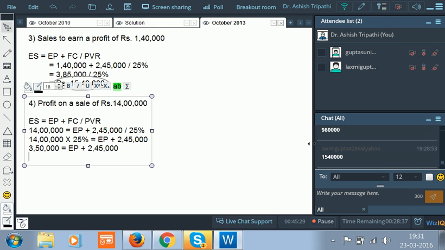3,50,000 is equal to expected profit plus 2,45,000. Therefore, expected profit is equal to 3,50,000 minus 2,45,000. So expected profit will be 3,50,000 minus 2,45,000, which is 1,05,000.